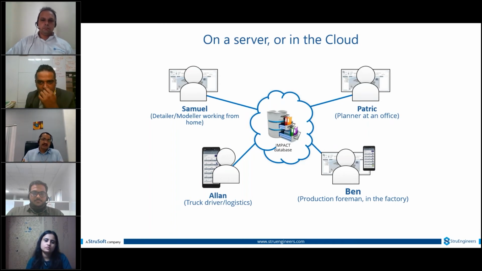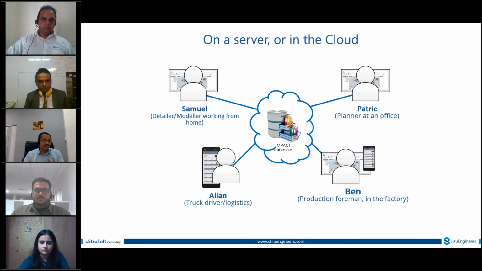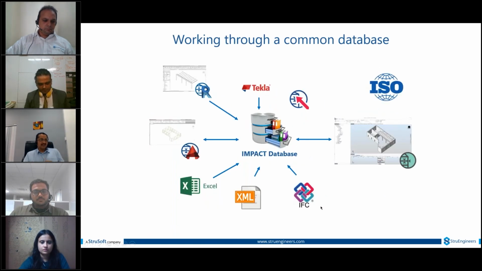So even our architect team was looking at the project, from the client and the detailers to designers, to the logistic managers and project manager. Samuel was doing the modeling, Patrick was doing the office planning or project planning, and this is how they were connected together. Then a little bit about our Impact.